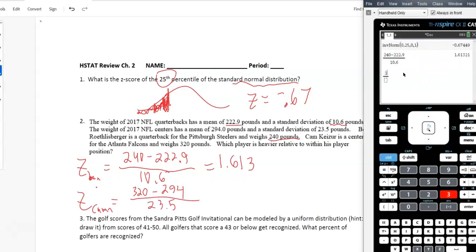And sometimes it's hard to tell just looking at it. Minus 294 over 23.5. We get a z-score of 1.106. So Cam is 1.106 above the mean. Ben is 1.613 above the mean. So which player, relative to his position, we would say that Ben Roethlisberger is heavier relative to the position he plays in football.